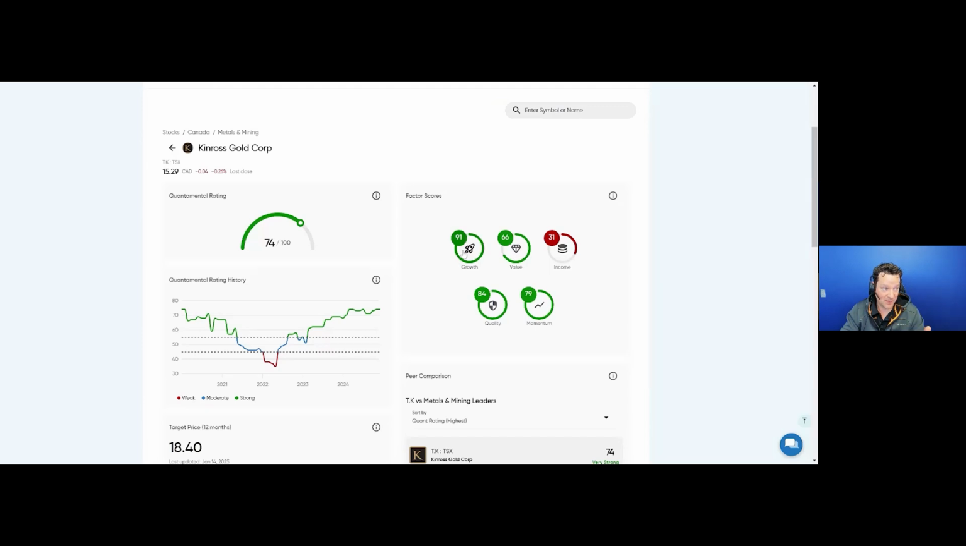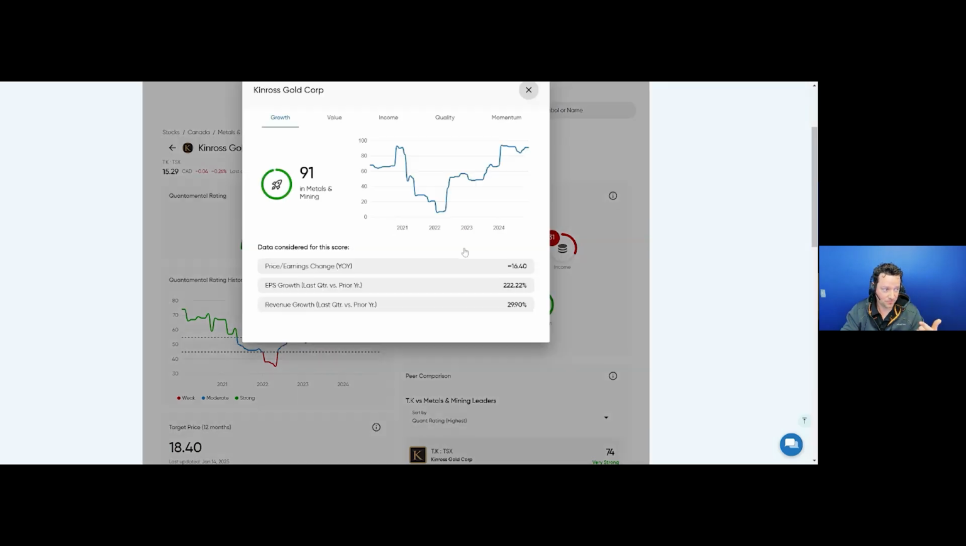But let's look at that. If I click on growth, I'm going to see the trend of the growth rating. It's been increasing, right? We can see the key data, right? Price earnings change year over year, it's actually dropping. Earnings per share growth, 222%. Revenue growth, 29.9%. If you want to compare it, this is almost 100. So probably one of the best in the metals and mining sector. Keep that in mind. It's not by itself. It's comparing it to other stocks in its industry and sector.